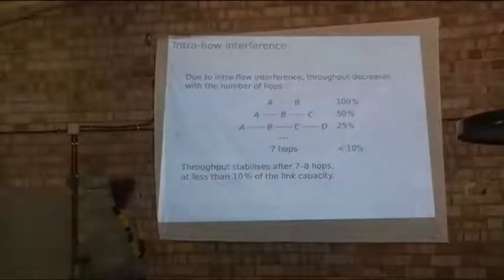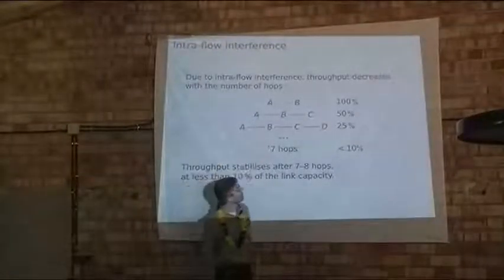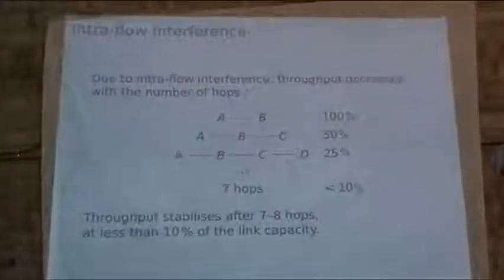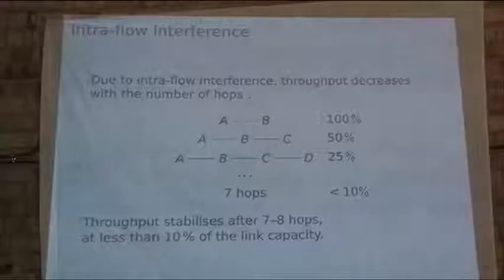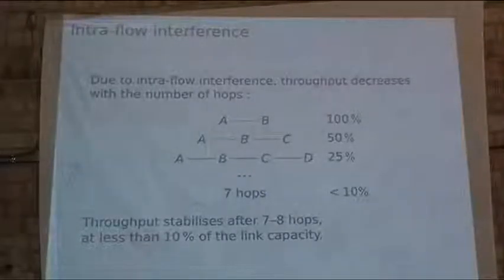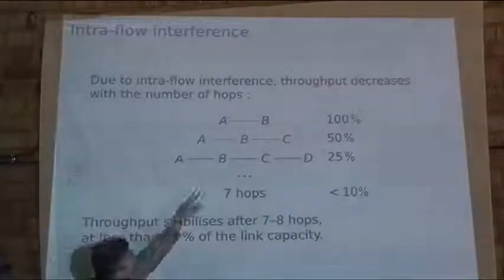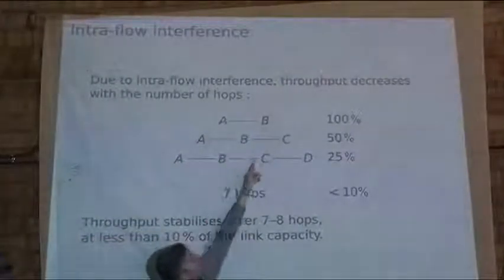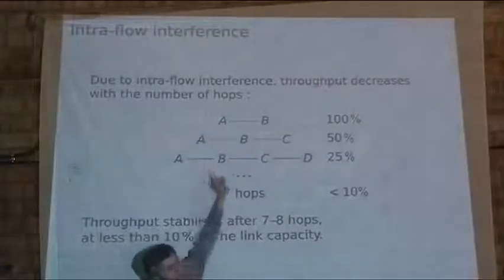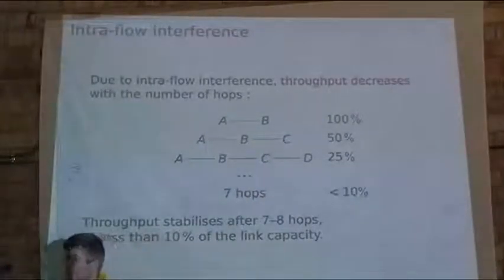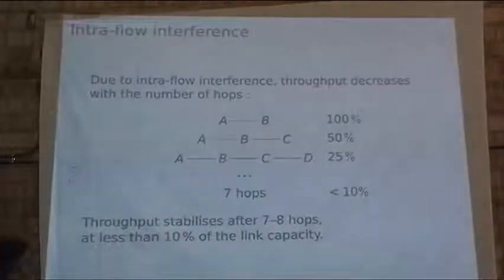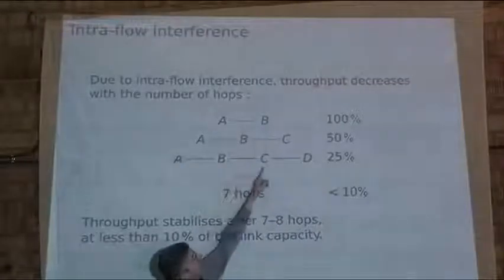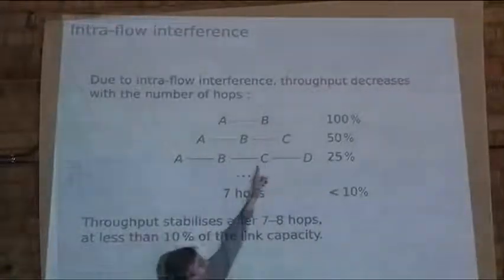In the first case, you have just one hop, and you're getting performance that is 100% of what the link is supposed to be giving you. Okay, it's not going to be 100%, but it's close enough. Now, you add a hop in the middle. A is speaking to B, and while B is retransmitting the packet to C, A cannot speak. So the throughput is divided by 2. If you add another hop, you would expect it to be divided by 3. A speaks to B, while B is resending the packet to C, A cannot speak. C is resending the packet to D.